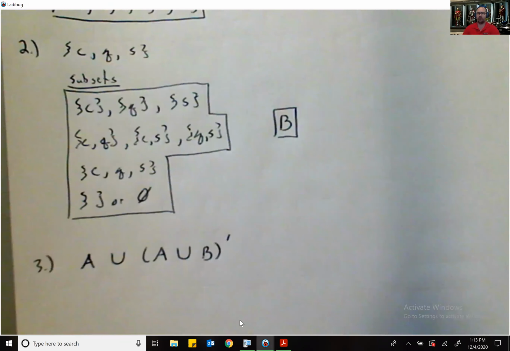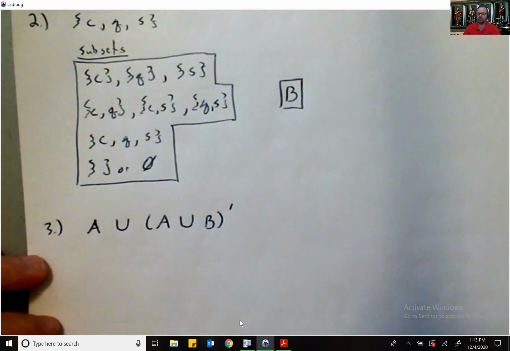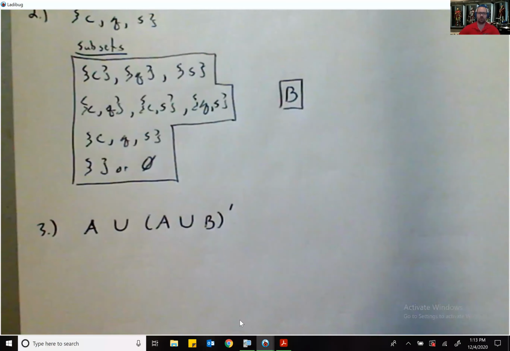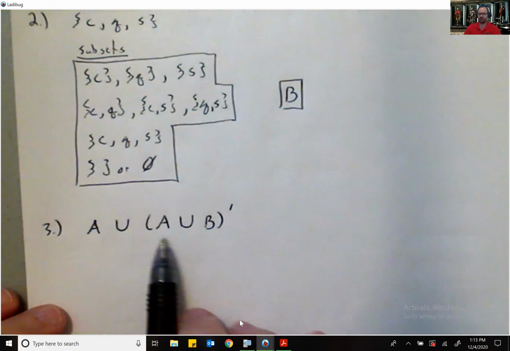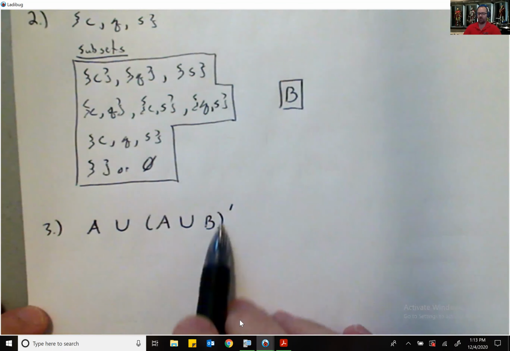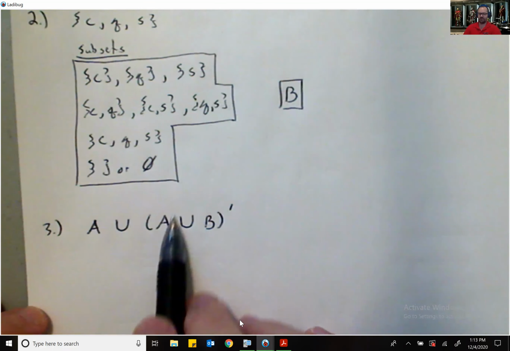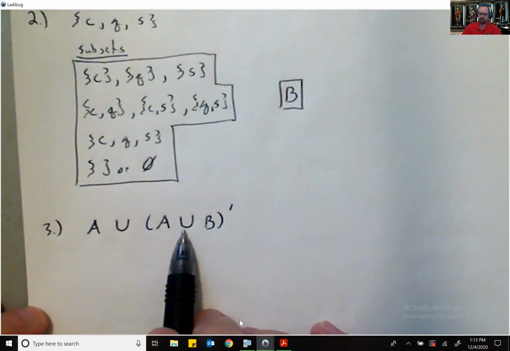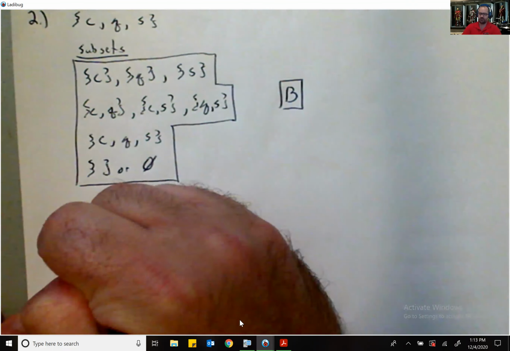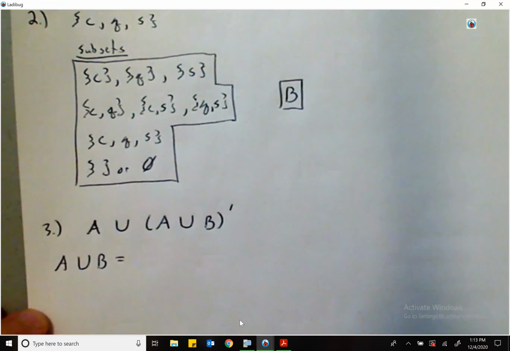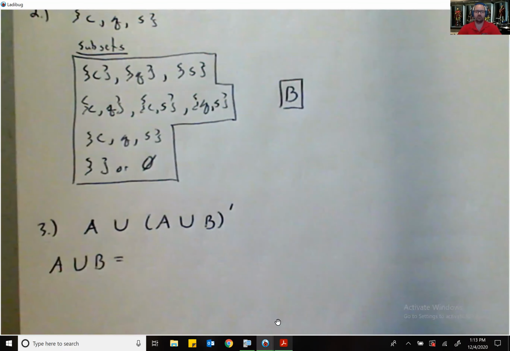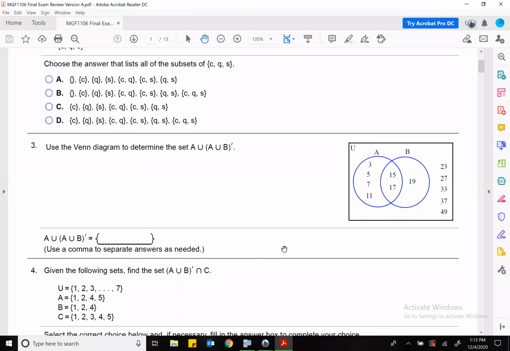Remember that the first thing you will want to do is start working inside parentheses. So do we have parentheses? Yes, absolutely. So we want to work inside here first. The first thing they want to know is A union B. What does that symbol mean? Union. And what are we looking for when we do a union? What they have in common? Well, it's a little bit more than that.